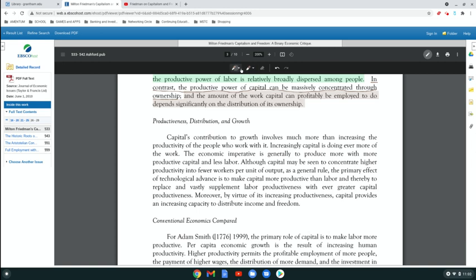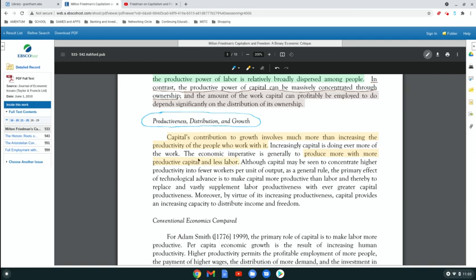Let's go back to the pen here. Hopefully I come back to this reference. Productiveness, distribution, and growth. Let's do the basic yellow. Capital's contribution to growth involves much more than increasing the productivity of the people who work with it. Increasingly, capital is doing even more of the work. The economic imperative is generally to produce more with more productive capital and less labor.